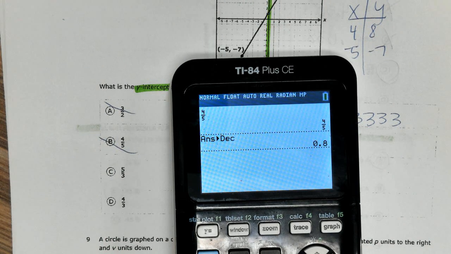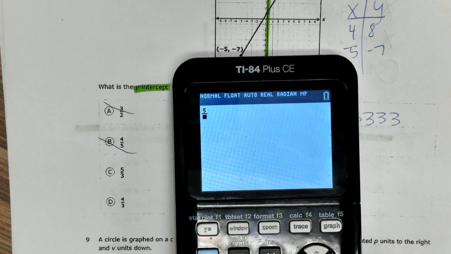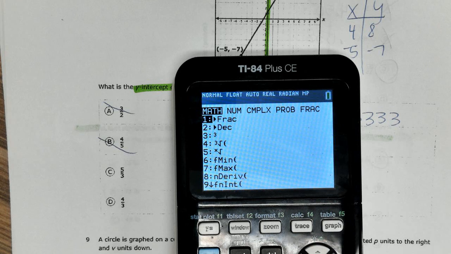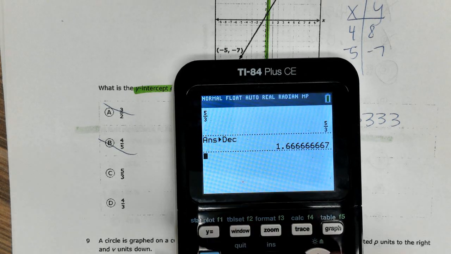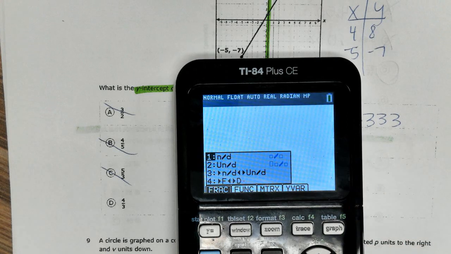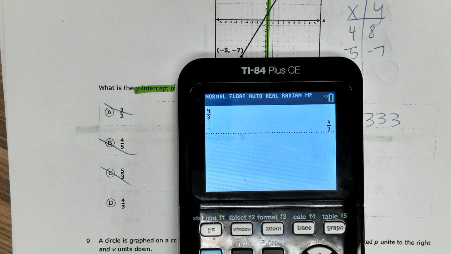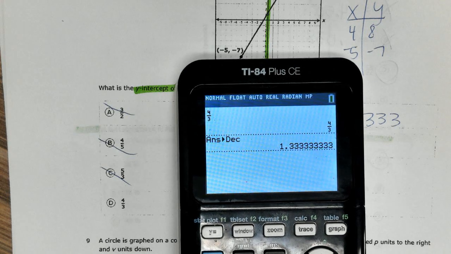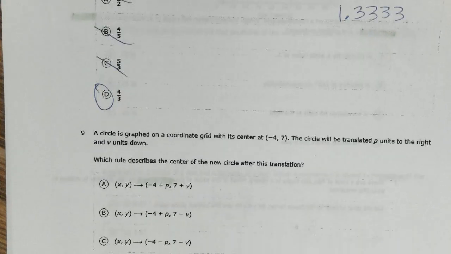All right, let's look at C. Is that 1.3 repeating? No, that's 1.6 repeating. So it's got to be 4/3. Math, decimal, enter. Does that match? Yes. So that's it. Please don't miss those questions because they don't match your answer. Okay? Use stat and then change those to decimals. Number 9.